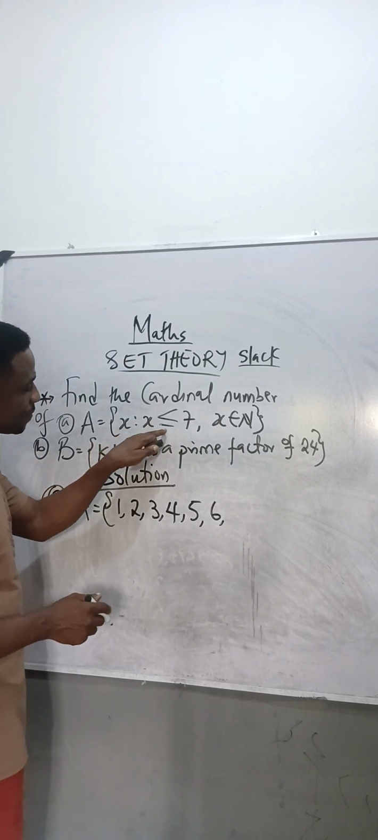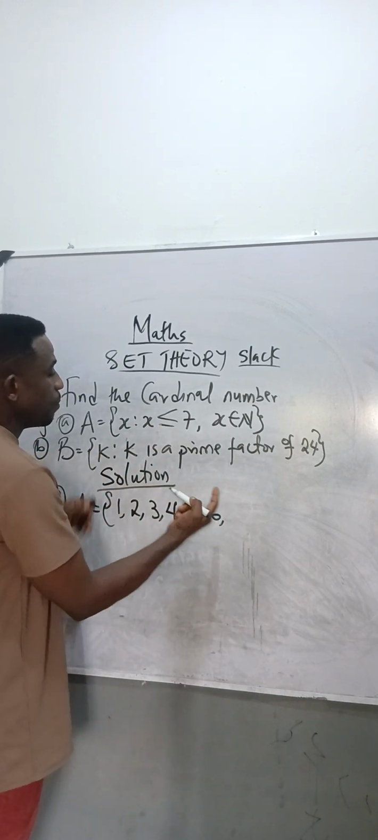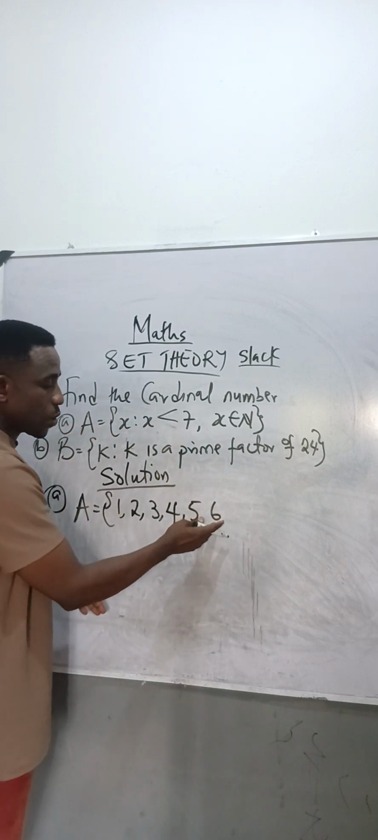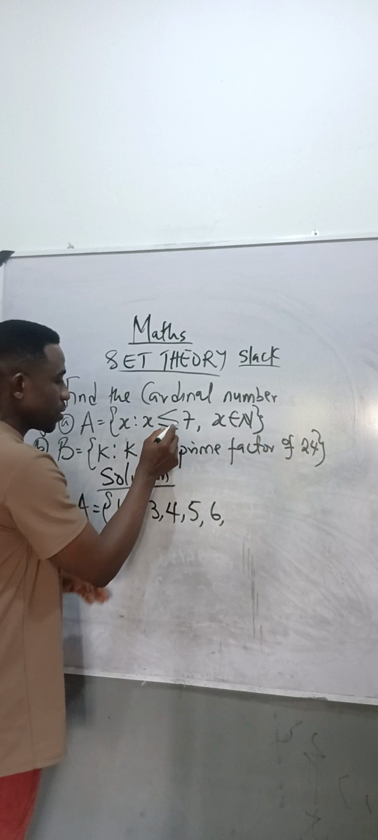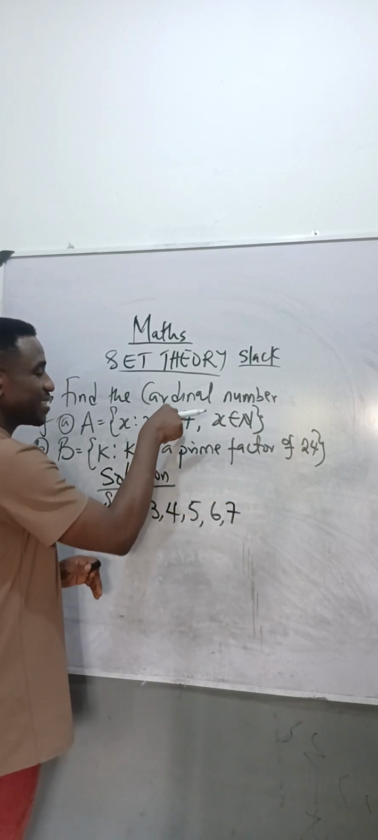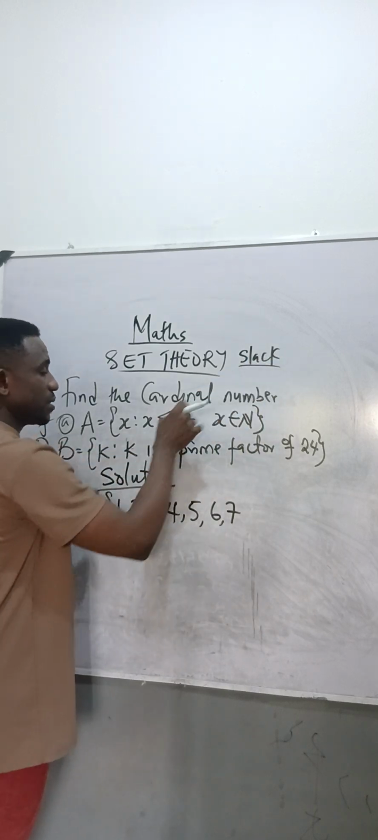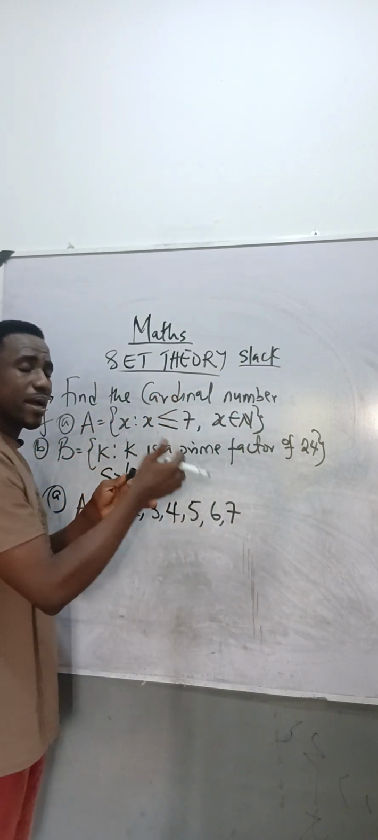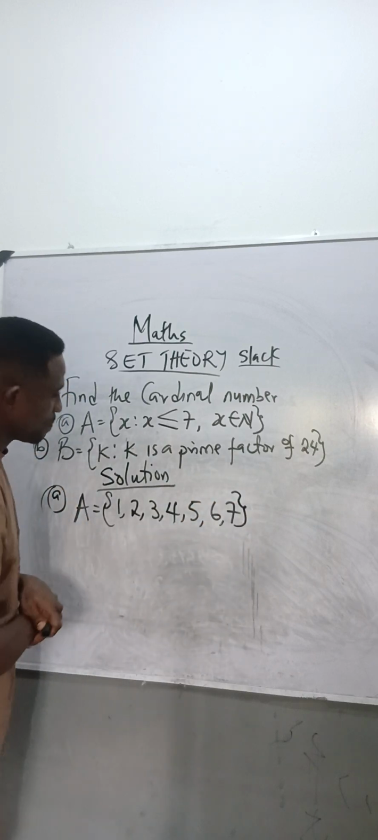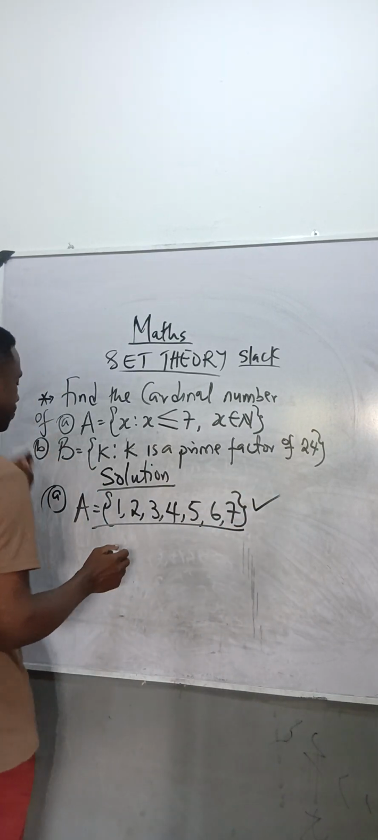Now, if there is an equal sign here, which we have, you include 7. But if there is no equality sign, you stop at 6. But in this question, we have the equality sign. So you include 7. This shows that 7 is a member. When we are talking about the slack inequality sign, it shows that the terminal number is a member. So this 7 is a member. So you stop at that point. That is the answer to number 1, question A.